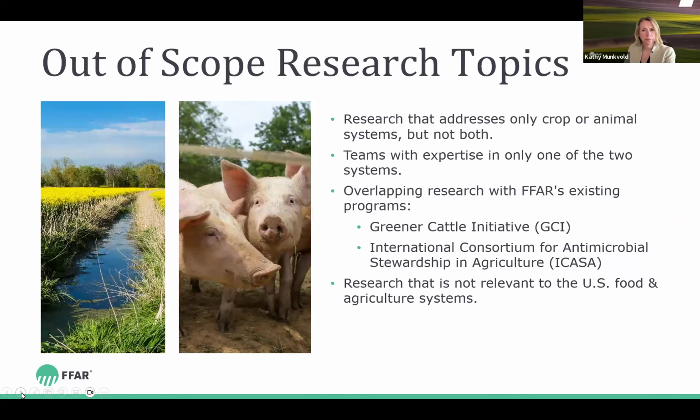Next slide, please. So we do have some areas of research that are out of scope for this RFA. The first is, again, we're really focused on collaborative and integrated research. So research that addresses only crops or only animal systems, but not both, would be out of scope. And similarly, teams that bring expertise in only one of these areas would also be out of scope. We do have some existing programs at FFAR that cover some areas of this research, and for this purpose, those will be out of scope as well.